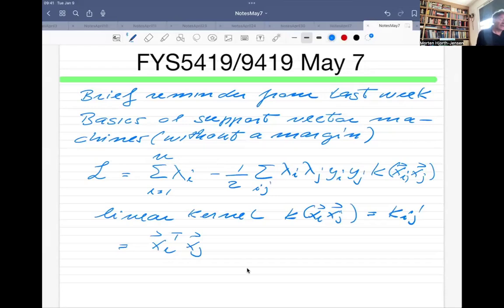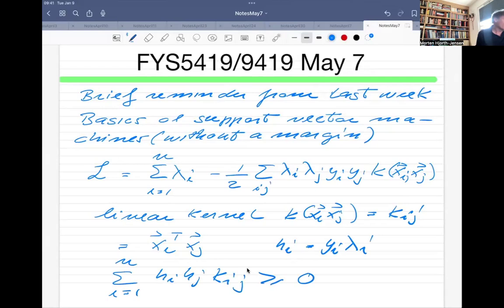Now, one of the things which we did last time was to define an intermediate variable, which we label as h, which is a function of y_i and lambda_i. Then one of the standard assumptions which we make is that this equation, when we rewrite it like this with a K_ij, is a semi-positive quantity.